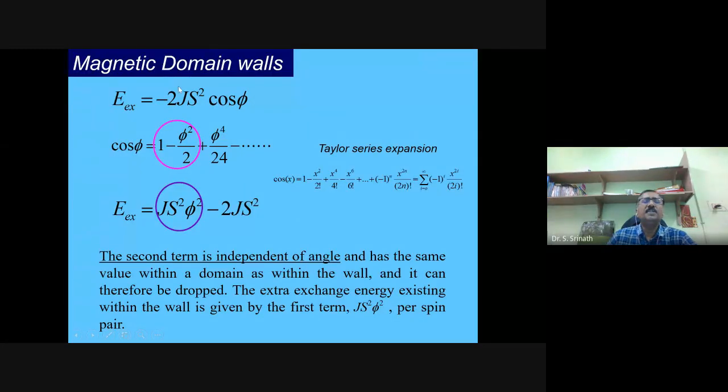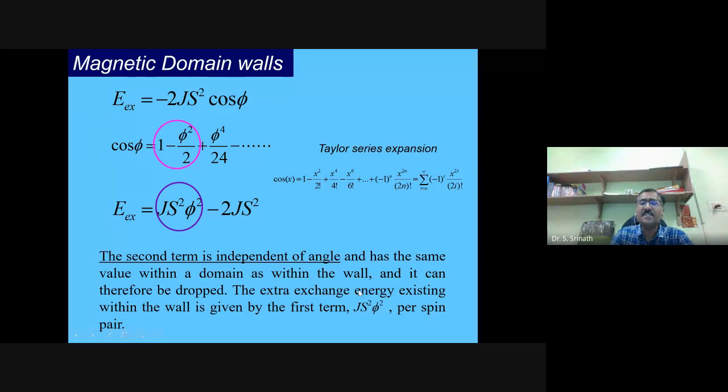You know that exchange energy is given by Si dot Sj. If I say that S is the spin on site i and j, both are equal to S, and if I say phi is the angle between Si and Sj, the energy associated with that would be minus 2JS squared cos phi. I expand this when phi is small, simply doing a Taylor series expansion, and then you get JS squared phi squared minus 2JS squared. You see that this minus 2JS squared term, the second term, is independent of the angle and will have a minimum energy anyway, so you cannot do anything about it. So the first term basically decides the change in the exchange energy.